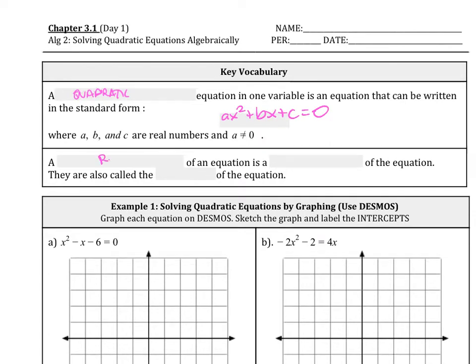A root of an equation is a solution of the equation. They are also called the x-intercepts of the equation. So when we're solving, we're really looking for the x-intercepts. Where does it hit the x-axis?